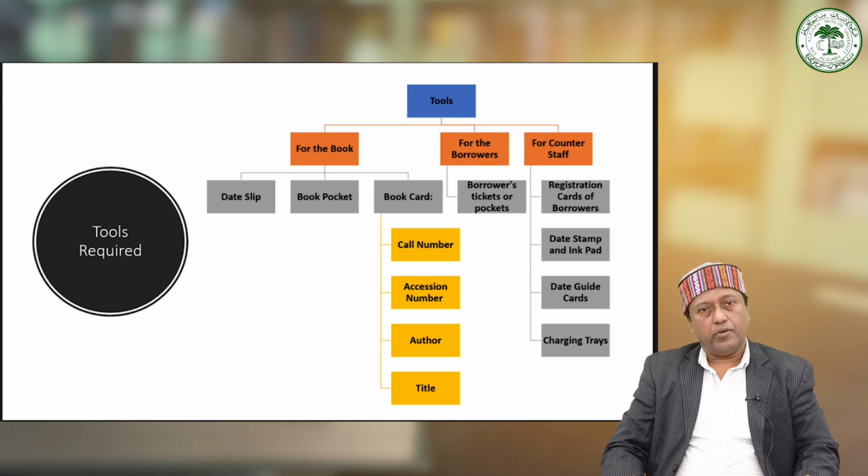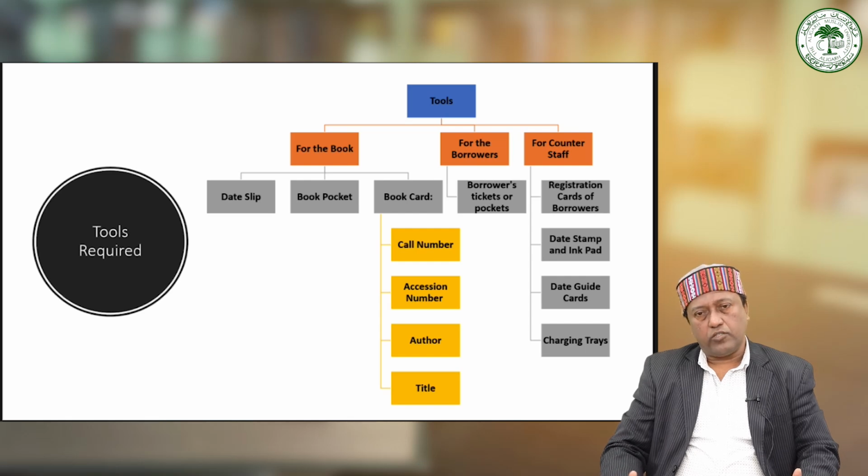So your date stamp along with the ink pad should be ready with the counter staff. And the third most important thing will be the due date guide cards. Due date guide cards are something which the circulation staff use, since they have a charging tray. The charging tray is used for filing all the cards.